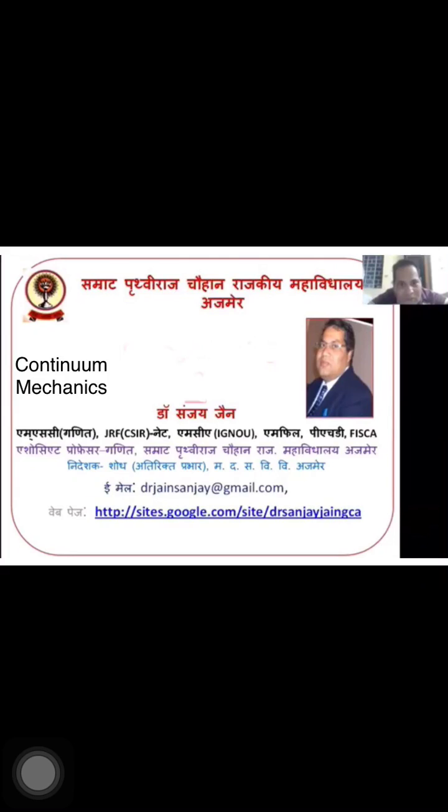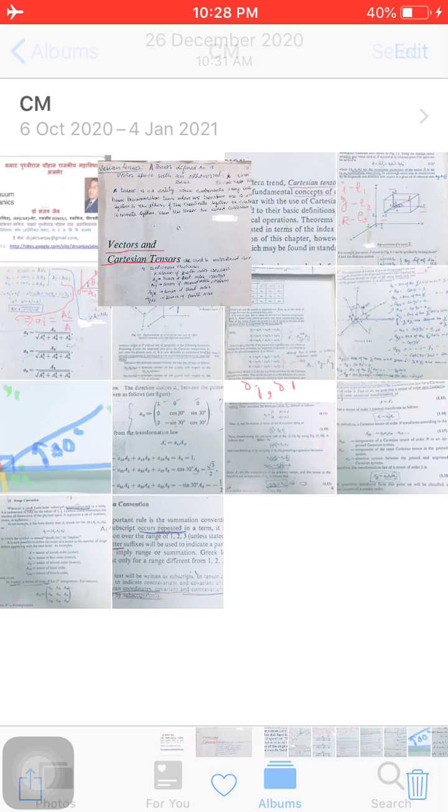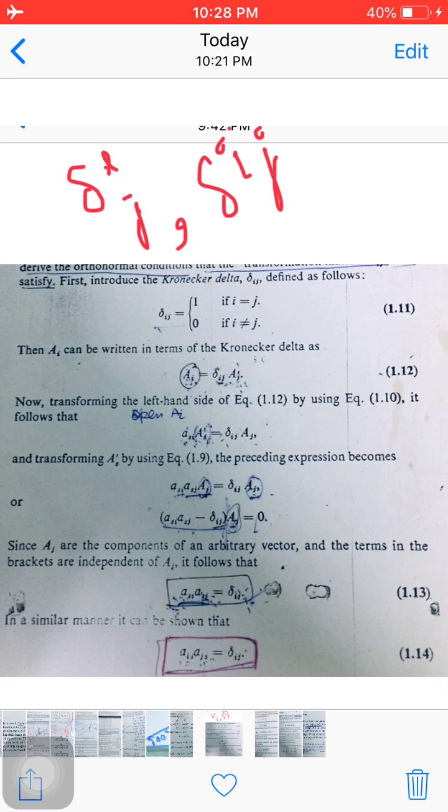As earlier, we are studying in Continuum Mechanics the transformation law of Cartesian tensor. Today, we are going ahead with it. We are taking today the Kronecker delta type of tensor, which we already studied previously in tensor calculus.